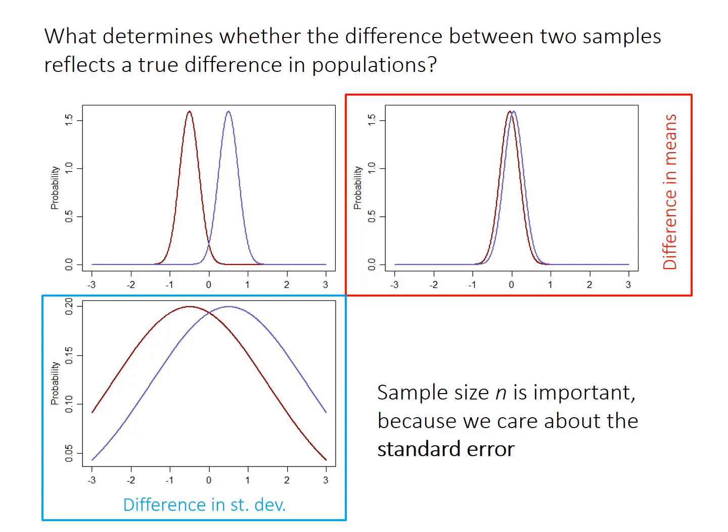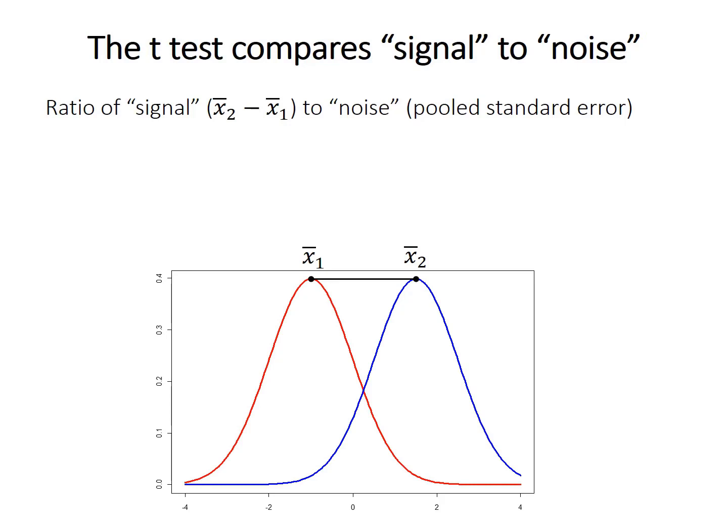In addition, the sample sizes are also important because we actually really care about the standard error, not the standard deviation. The standard error is a measure of the accuracy of the sample mean, how accurately it represents the population mean. So given that, it's probably not surprising that the t-test basically compares signal to noise. The signal is the difference between sample means. The greater the difference, the more likely it is that they came from different populations. And the noise is something called the pooled standard error. It's called pooled because it's a single value that incorporates the standard error of both samples.